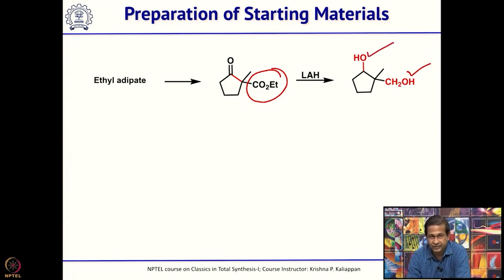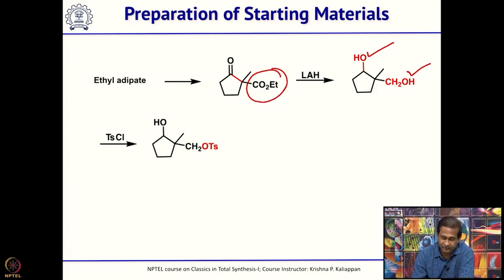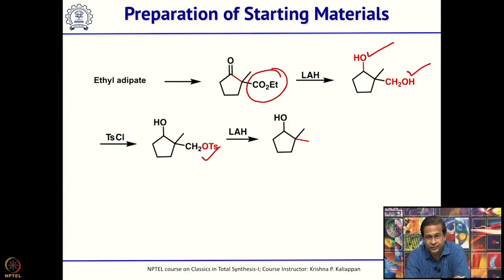What we have seen is you need a dimethyl group. So this CH2OH can be selectively tosylated in the presence of the secondary alcohol. It is easy to tosylate. Now if you treat with LAH, the tosyl group will go and you introduce the methyl group. So now you have 2 methyl groups.